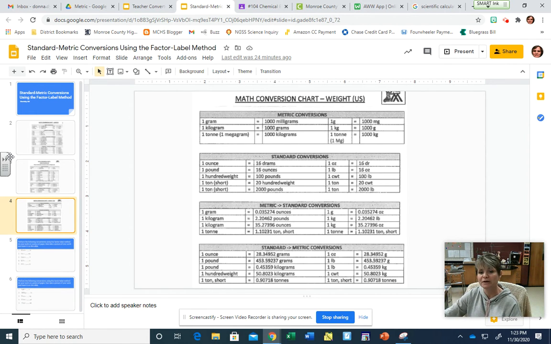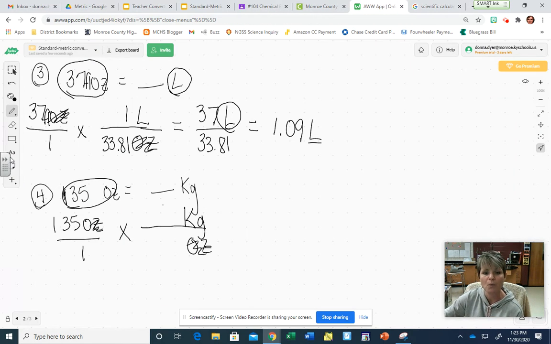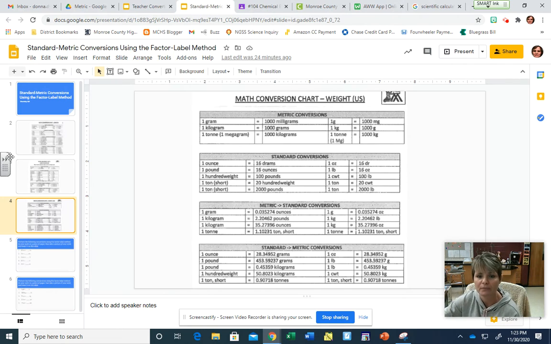1 kilogram is 35.27396 ounces. Again, whatever number is in front of the unit in the conversion factor must be the number in front of the unit in the problem. So 1 kilogram, 1 kilogram. And you guys, I'm going to round this to 2 places past the decimal just to make it easier on myself because I don't want to have to remember all those numbers. 35.27 ounces in the conversion factor.